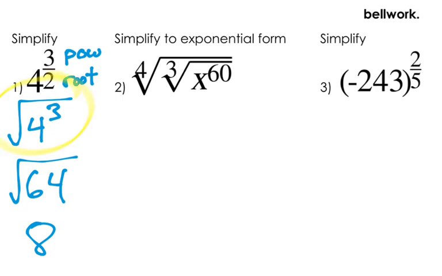So if you stopped with the square root of 4 cubed, you wouldn't totally be done with simplifying because you could go all the way to getting the answer of 8. All right, let's move on to number 2.